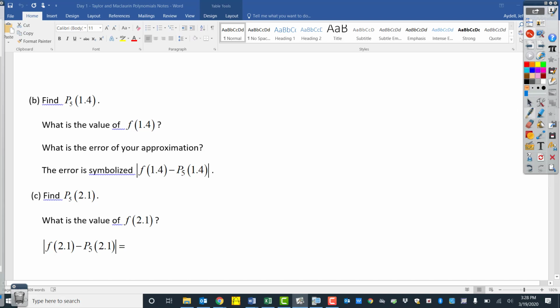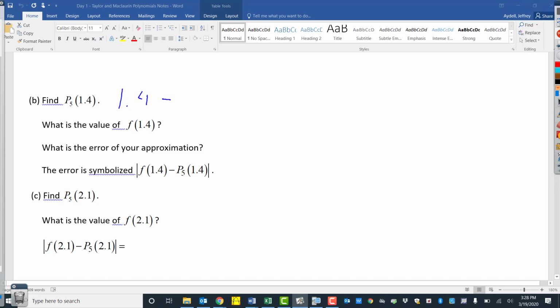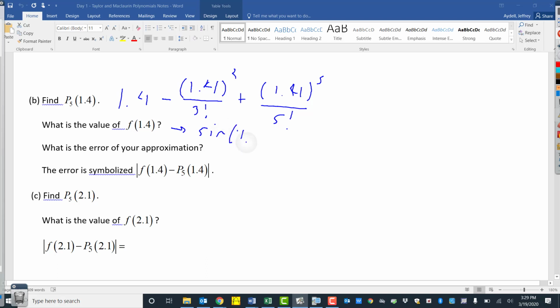This will be 1.4 minus 1.4 cubed over 3 factorial plus 1.4 to the fifth over 5 factorial. And then this right here is the actual value of f, which is just sine of x. So this is just sine of 1.4. And what we're looking at here is, what is the error in our approximation? How close is this answer to this answer?